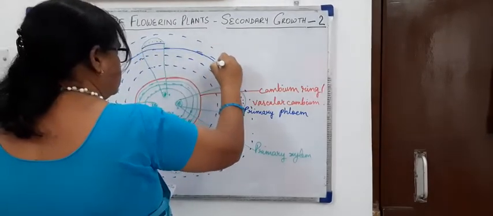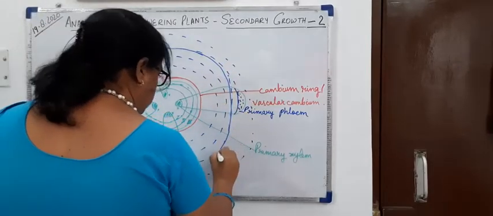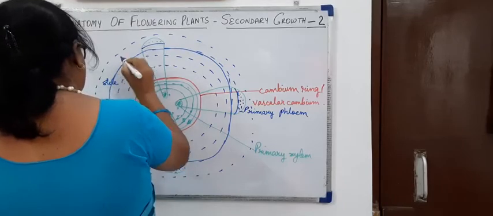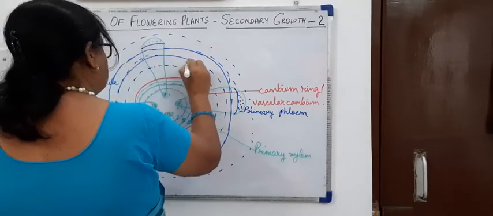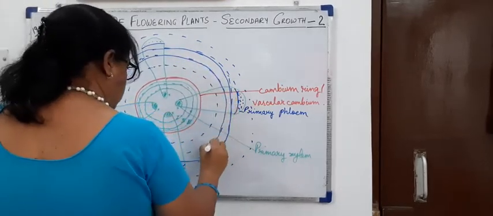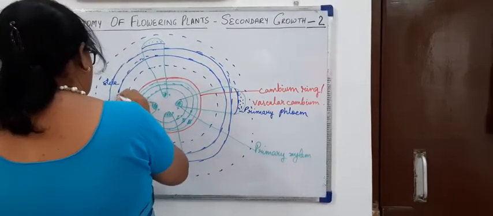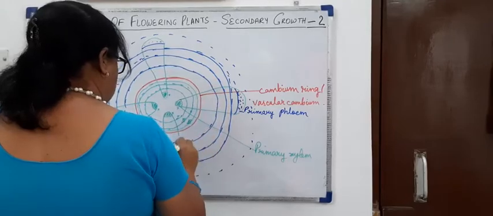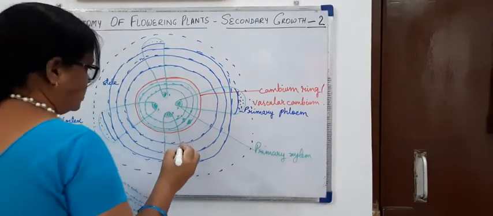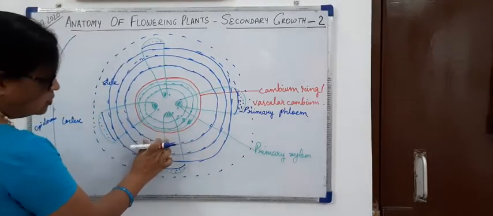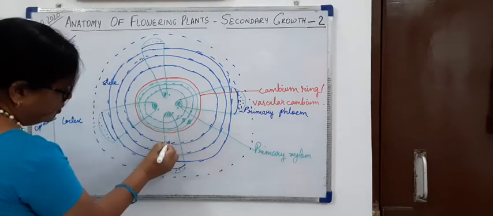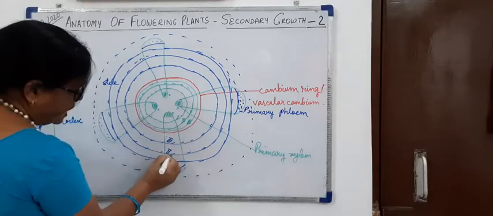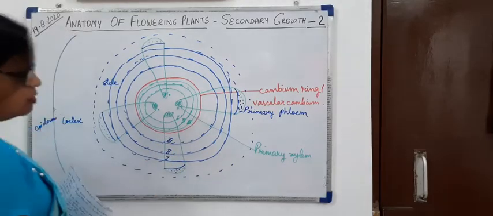So, one ring, two ring, and the three ring. So again, this one is towards the cambium. So this will be the third one, this will be the second one, and this will be the first one.